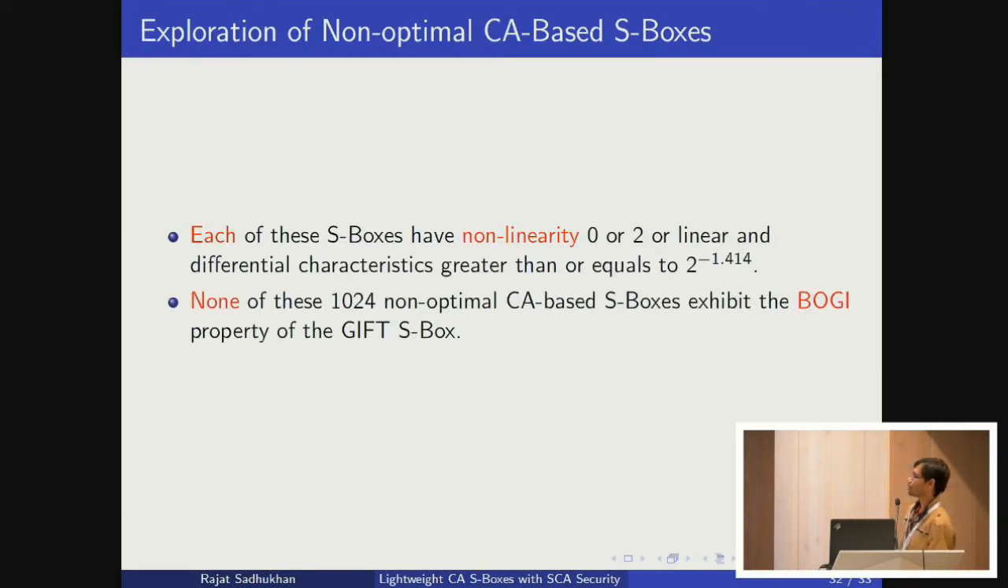We have also explored the non-optimal S boxes. For example, there are other rules which do not follow the optimal property. We have explored all those non-optimal CA-based S boxes also, but we found that those CA rules are not suitable to construct a CA-based S box, as they do not have the BOGI property, and even the nonlinearity is not good.